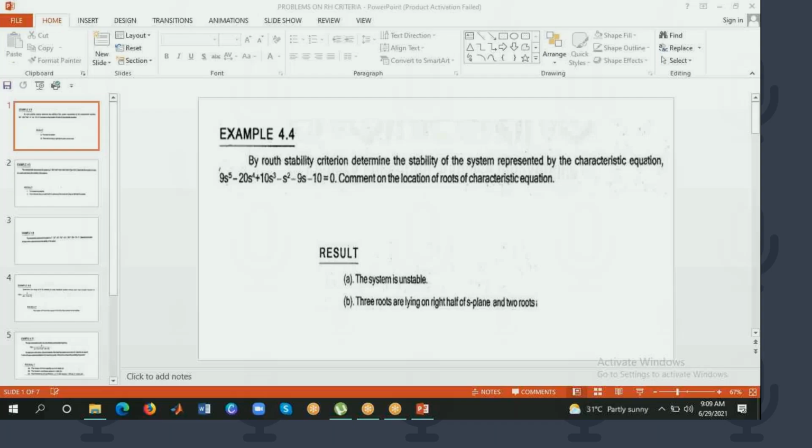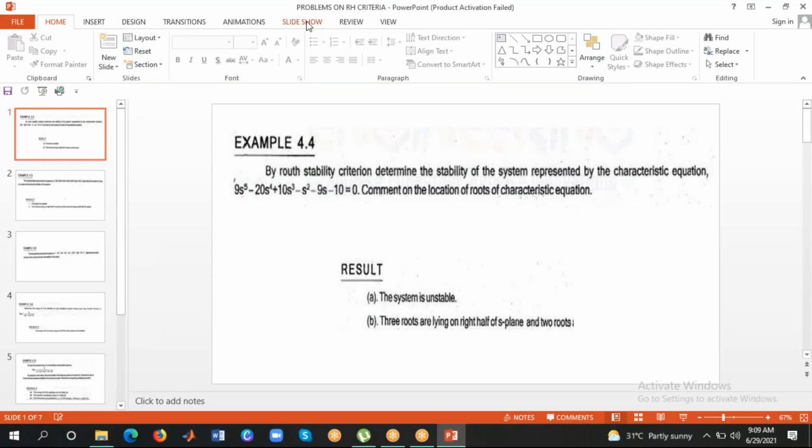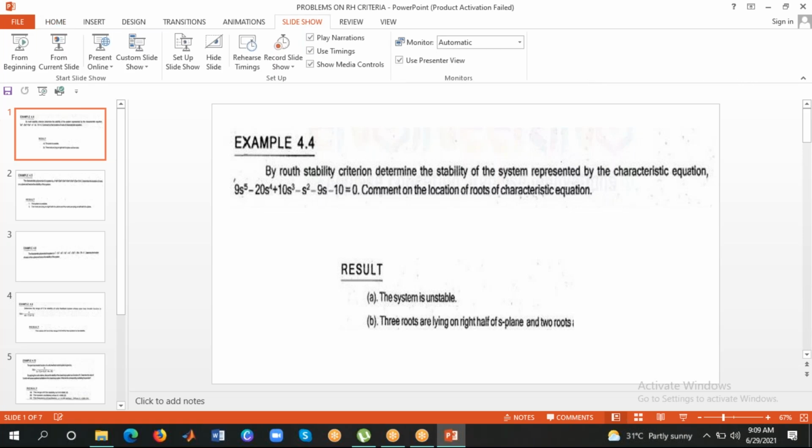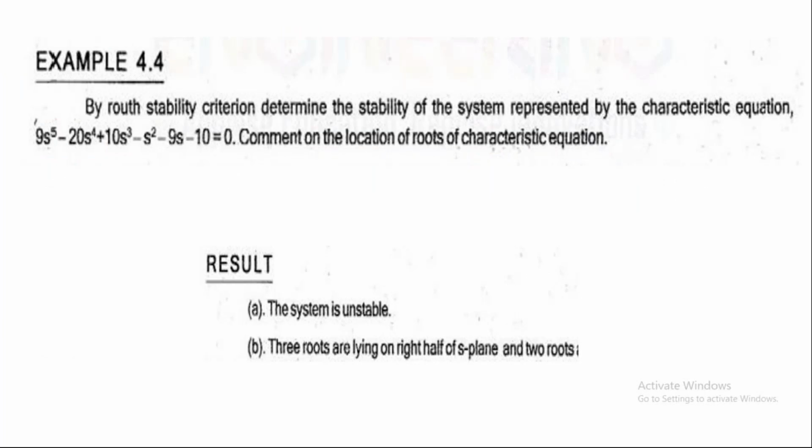So first of all, note down the question here. The question is, by Routh stability criteria, determine the stability of the system represented by the characteristic equation 9s power 5 minus 20s power 4 plus 10s cubed minus s square minus 9s minus 10. Comment on the location of roots of the characteristic equation. First of all, you have to find out how many roots there are. The result was already given. Let me see whether the result is correct or not.